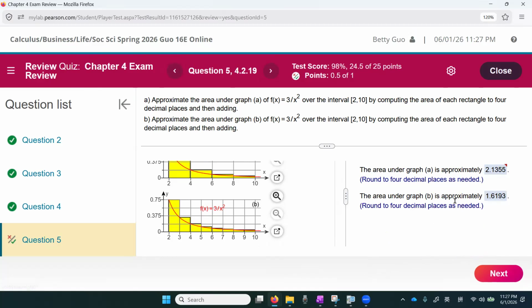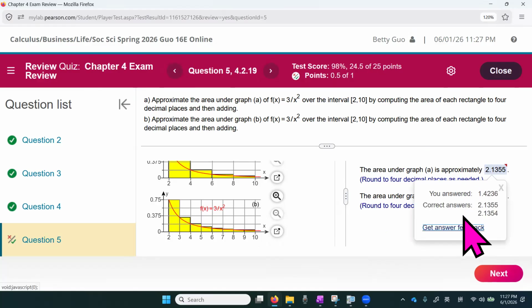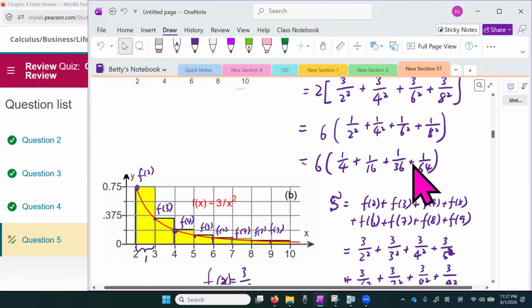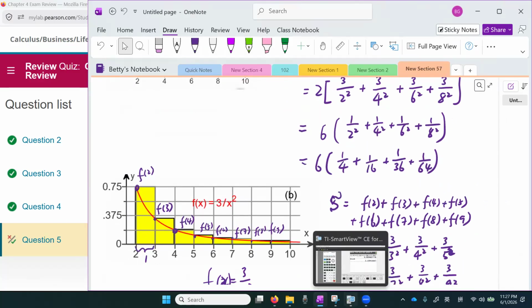I think I messed up the calculator part. The expression, the process is correct. I think I just messed up the calculation.